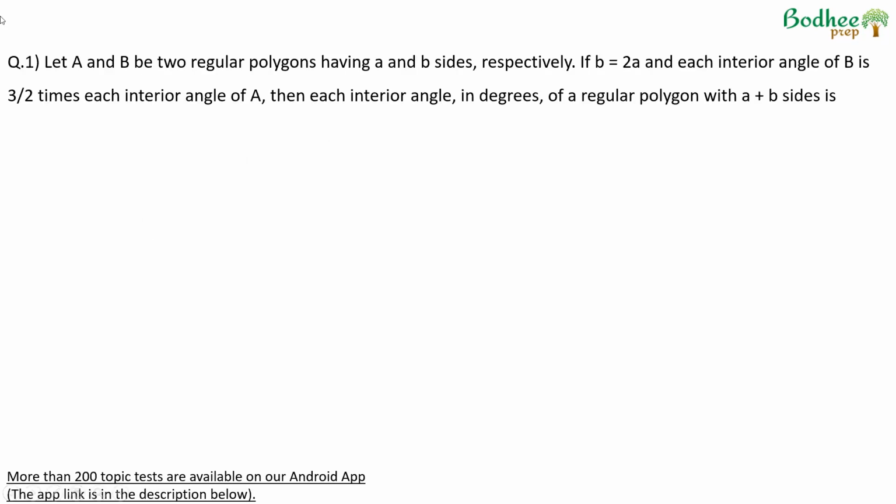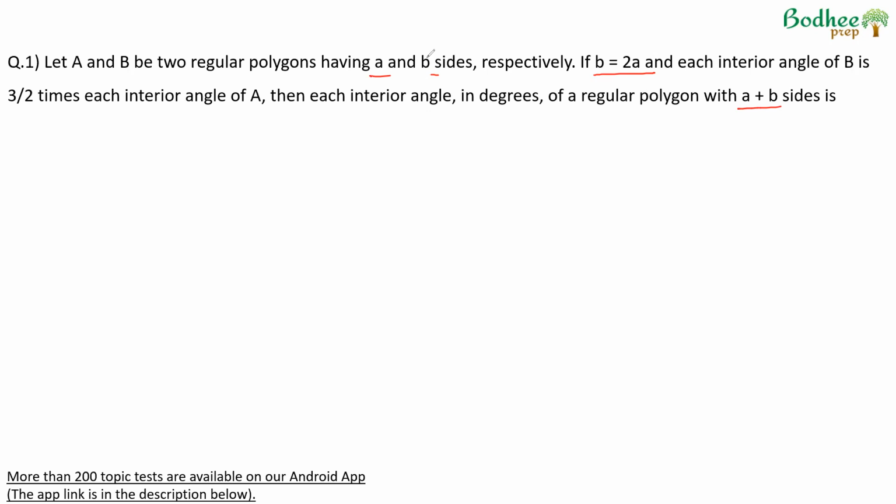If we look at the questions, the first question says, let A and B be two regular polygons having A and B sides, respectively. B is twice of A, and each interior angle of B is 3/2 times each interior angle of A. Then each interior angle in degrees of a regular polygon with A plus B sides is.